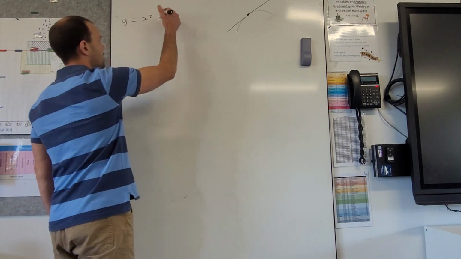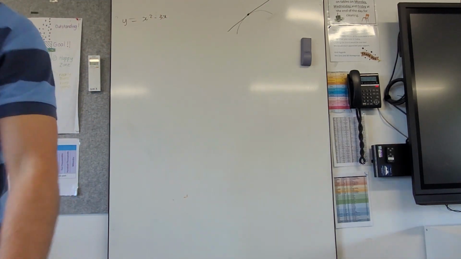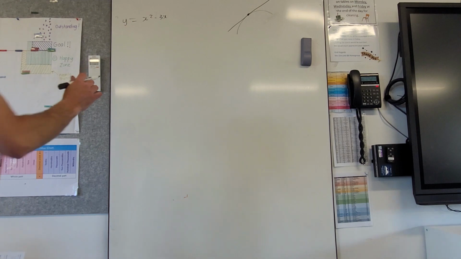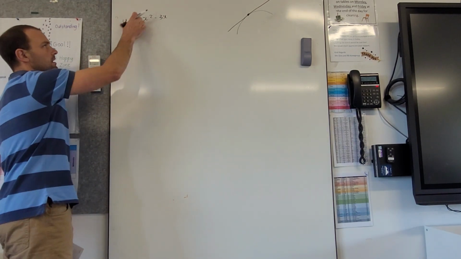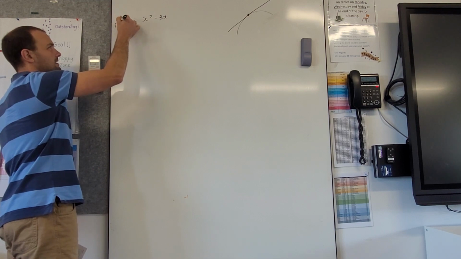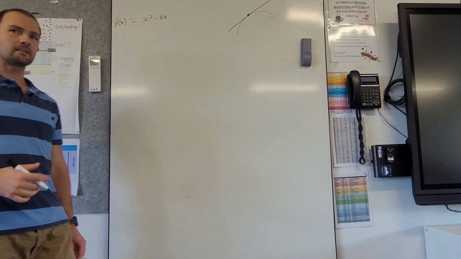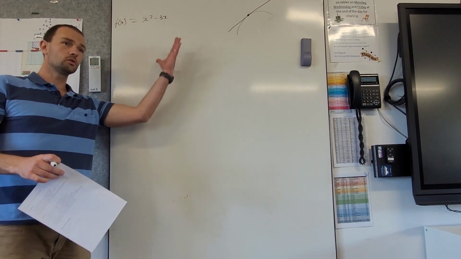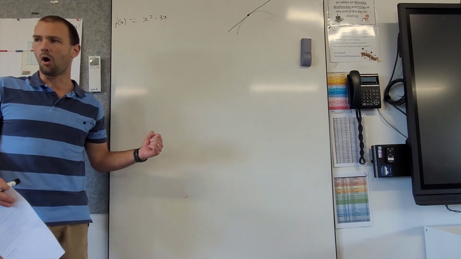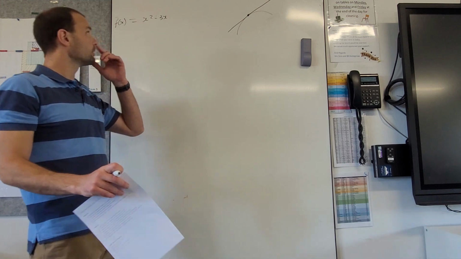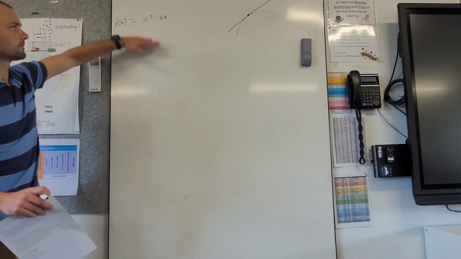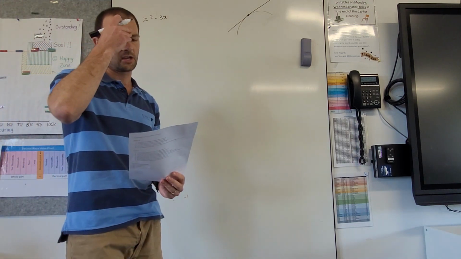We've got the function x squared take 3x. Now, sometimes the test and sometimes the exam, it will say y equals, sometimes it will say f of x equals. Okay? If it says f of x, you should use f of x throughout. If it says y, you should use y throughout. You won't be penalized if you don't, but just in terms of continuity with the notation.